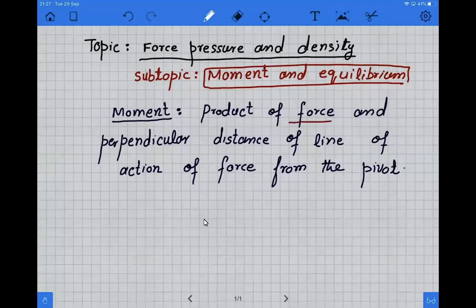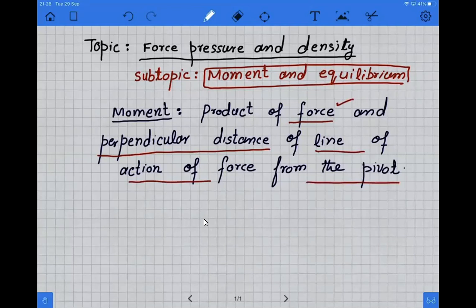It is product of force and perpendicular distance. The perpendicular distance is the distance between the line of action of force and the pivot. For example, for certain rotations, if we want to define this moment of a force, then, if this is a rotating wheel and a force acts at this point, then the moment will be defined as the product of force and the perpendicular distance.